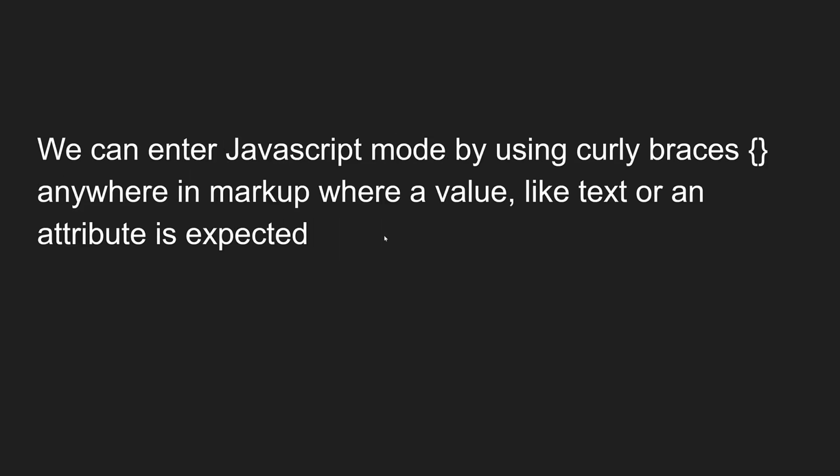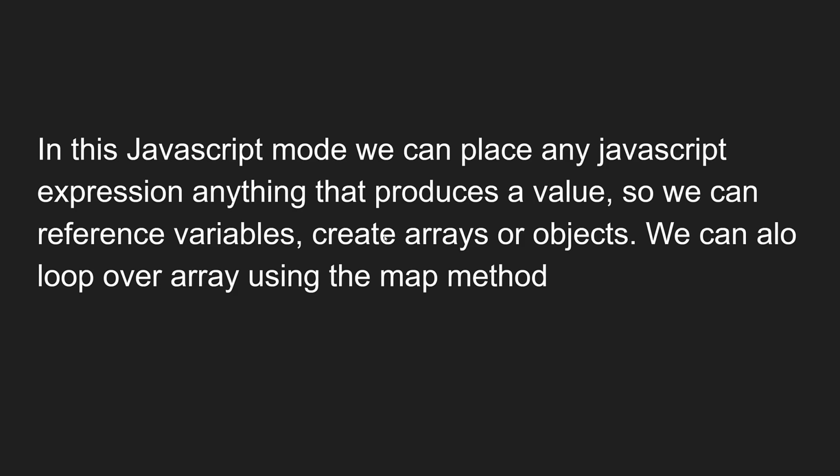They have similar syntax. We can enter JavaScript mode by using curly braces. Whenever you want to write JavaScript code inside JSX, you need to use single curly braces like that, anywhere in the markup where a value like text or an attribute is expected. In this JavaScript mode, we can place any JavaScript expression, anything that produces a value. So we can reference variables, create arrays or objects. We can also loop over an array using the map method.